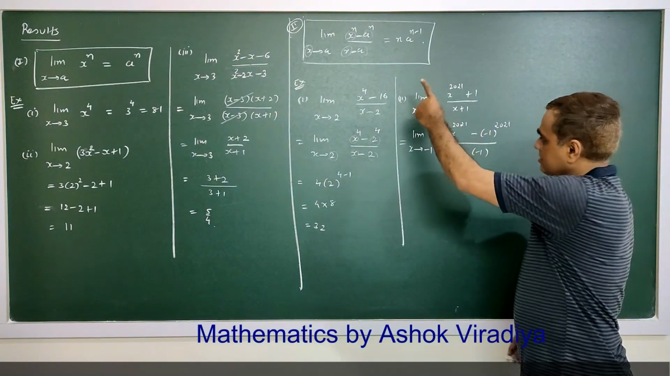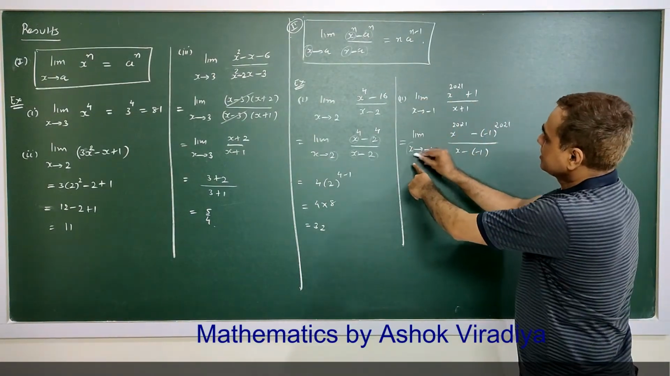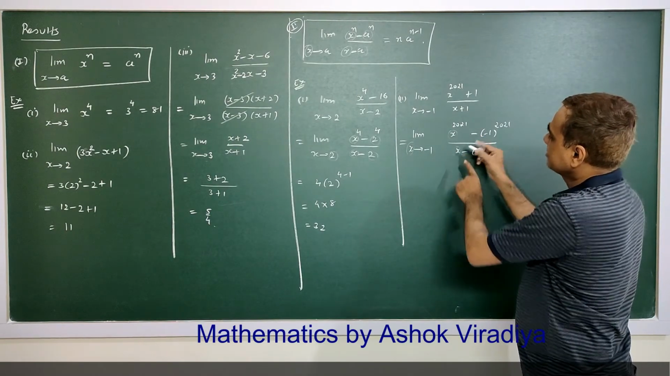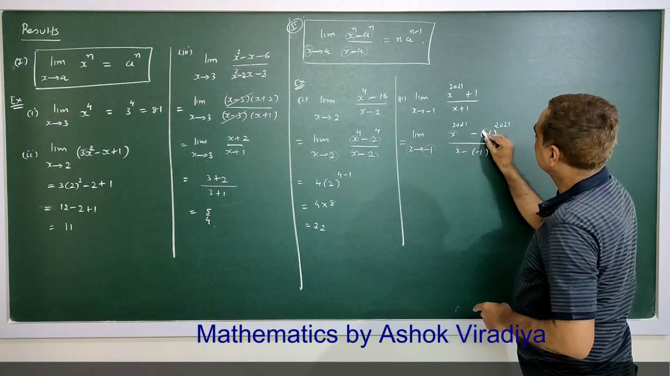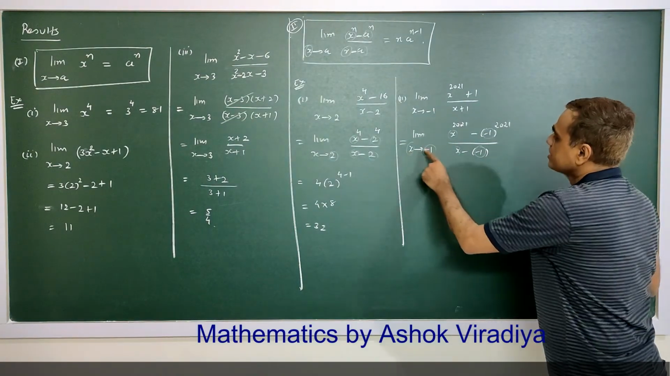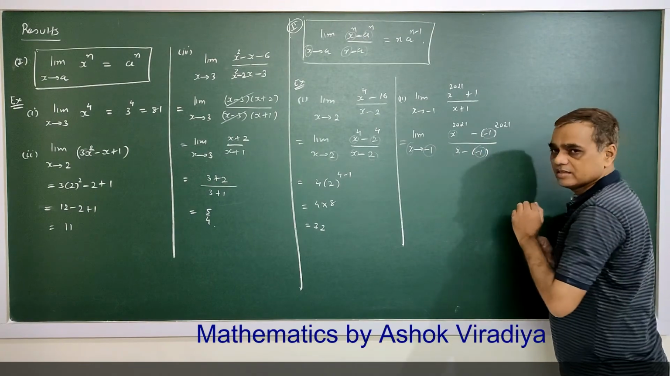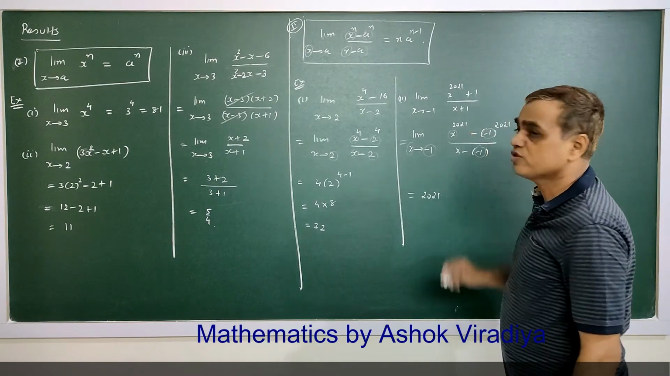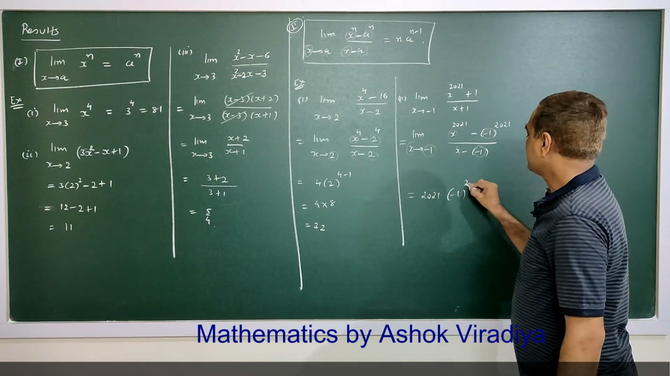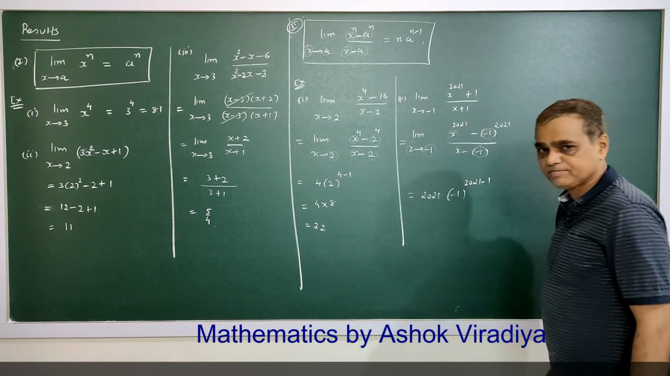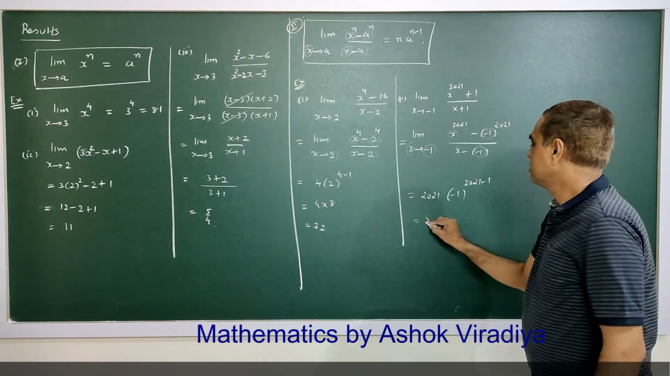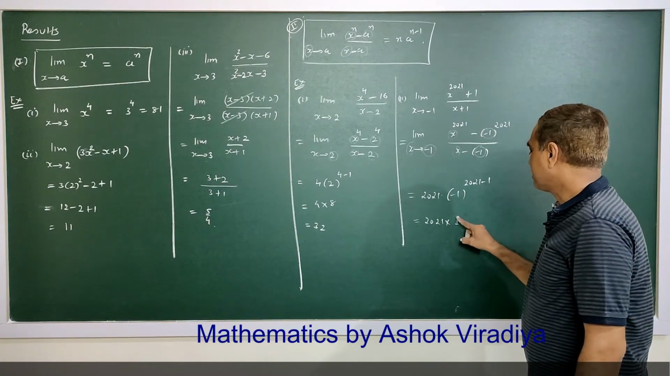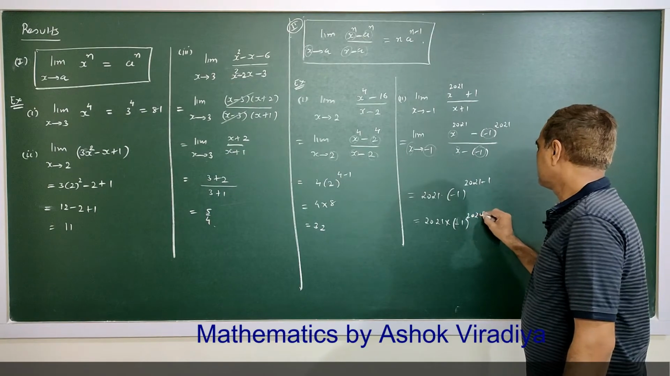Now look at the pattern. See, x is the variable. Minus is a part of the pattern, and this is constant. Here it is a. X tends to a, this is a, this is a. So by this formula, n is 2021, into minus 1 raised to 2021 minus 1. So this is 2021 into minus 1 raised to an even power. This is plus 1.